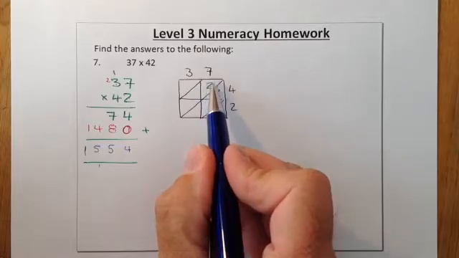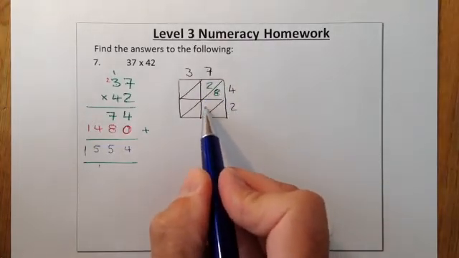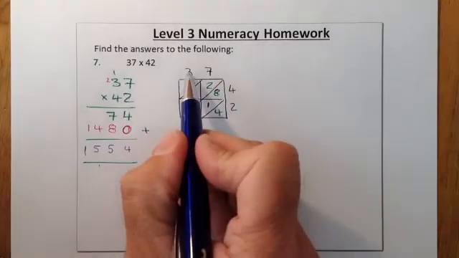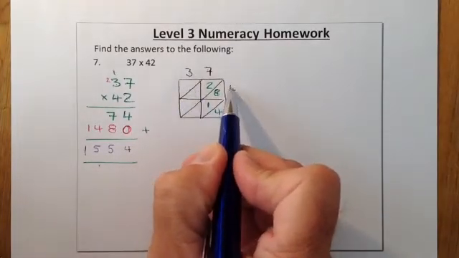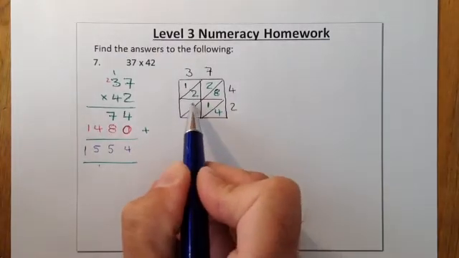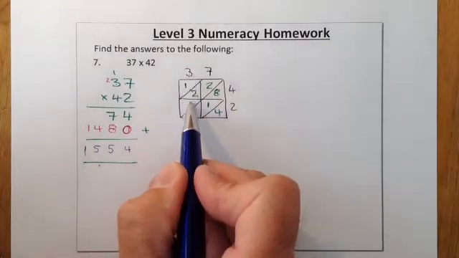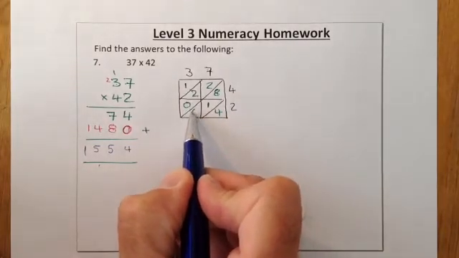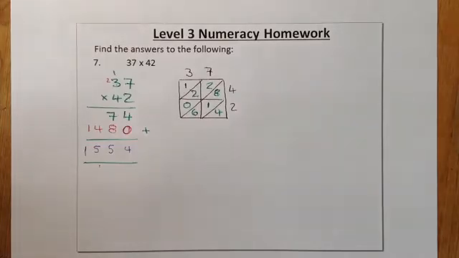I'm then going to multiply 7 by 2 to get an answer in here. That would be 14, so there's 14. In this box, I'll do 3 times 4, which gives me 12. And finally, in this last box that's here, I'm doing 3 times 2, which gives me 6. So I'm going to write a 0 and a 6, like that there.